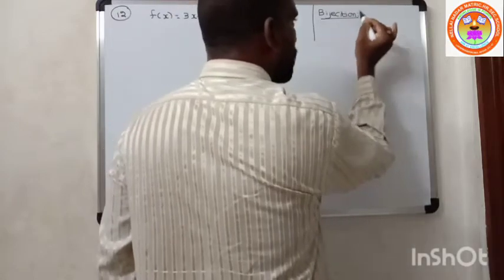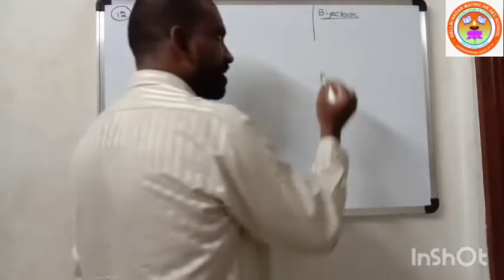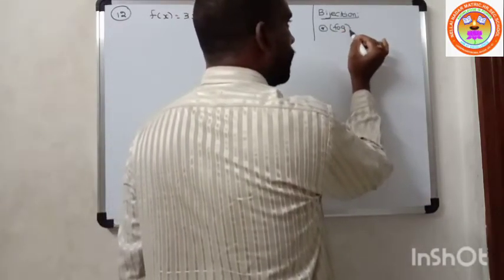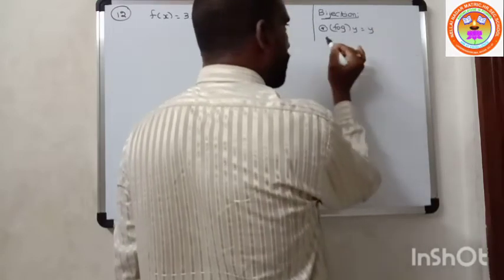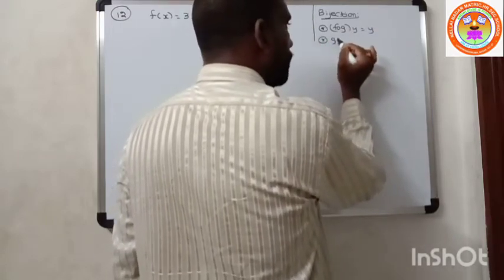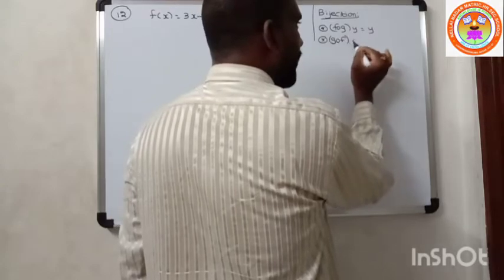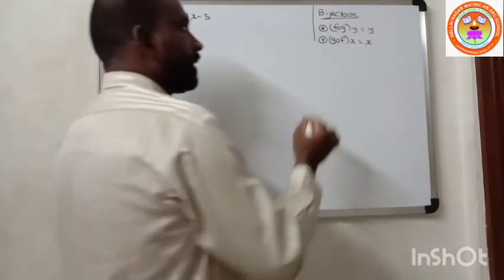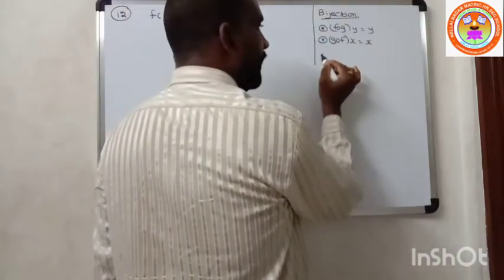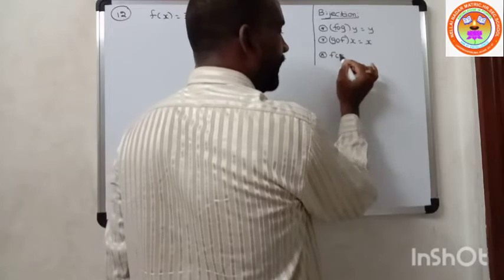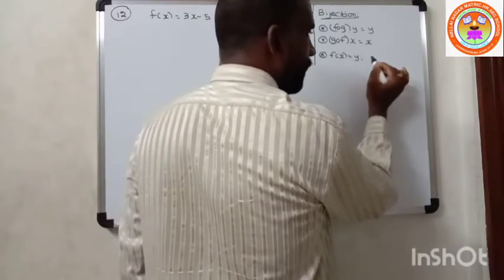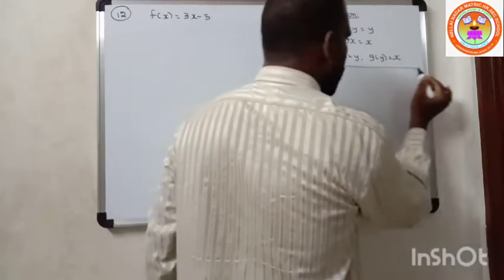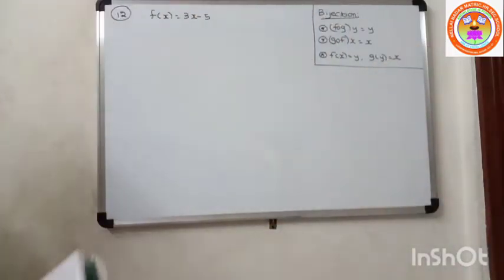Two conditions satisfied, it is a bijection. First condition, f composite g into y equal to y. Second one, g composite f into x equal to x. These two conditions satisfied, it is a bijection. Then f of x is nothing but y, g of y is nothing but x. This one is very important. Now what is given?